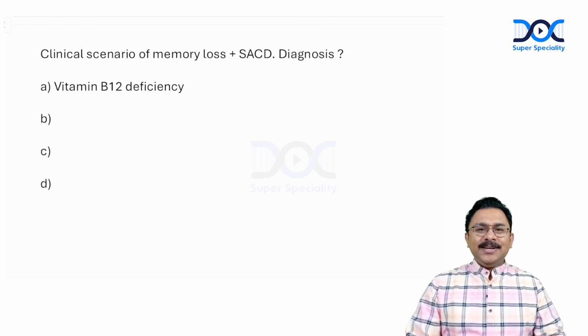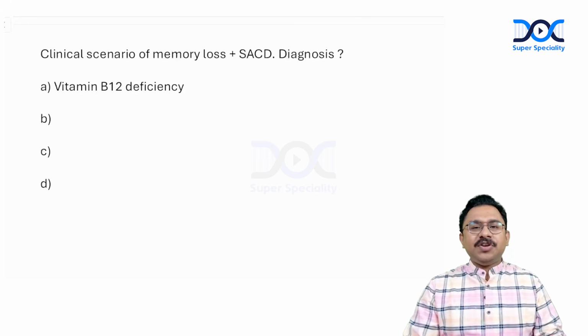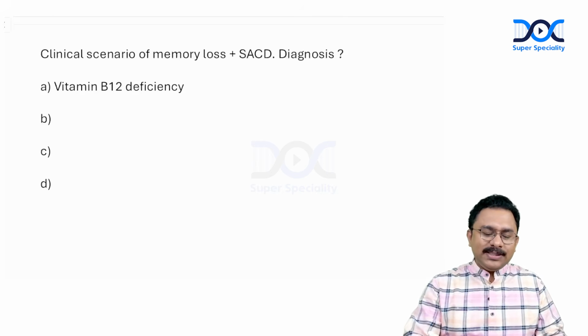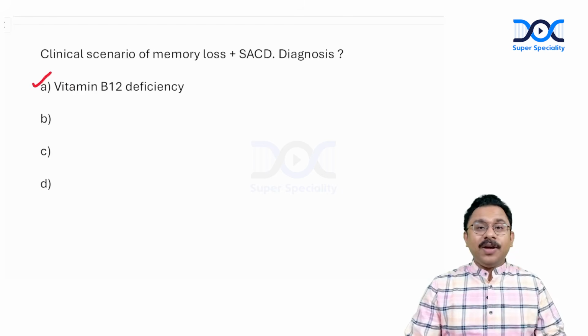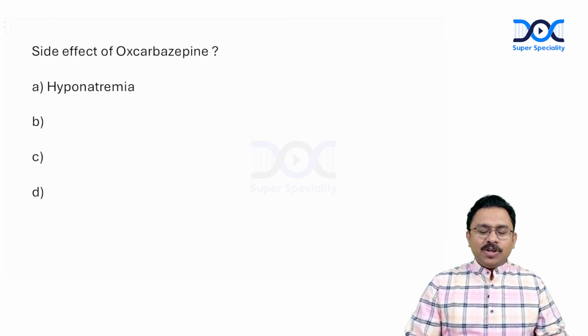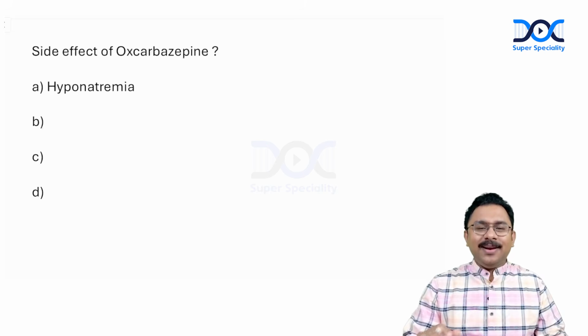Coming to the next question, this was a scenario of a patient who had memory loss along with some features of subacute combined degeneration of the spinal cord, and they had asked what is the diagnosis. I got only a partial recall from the students, but this is a simple straightforward case of vitamin B12 deficiency. Next question on the side effect of oxcarbazepine. I've always told students to learn anti-epileptics in detail for both NEET SS and INISS.